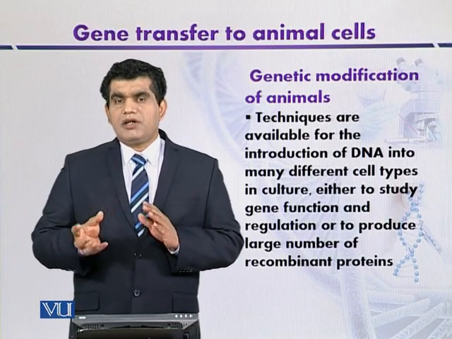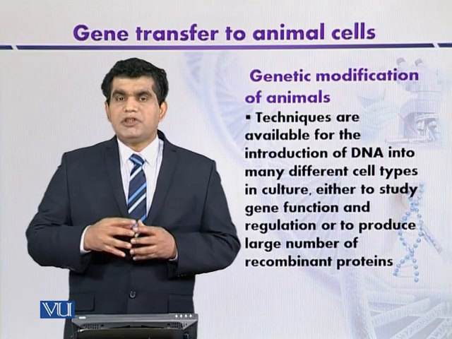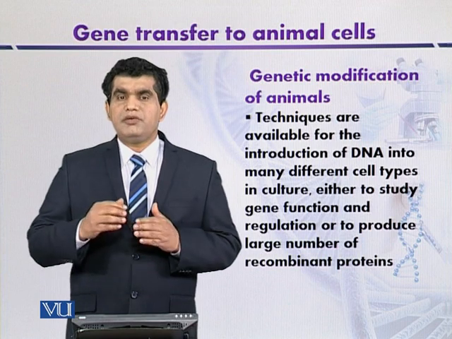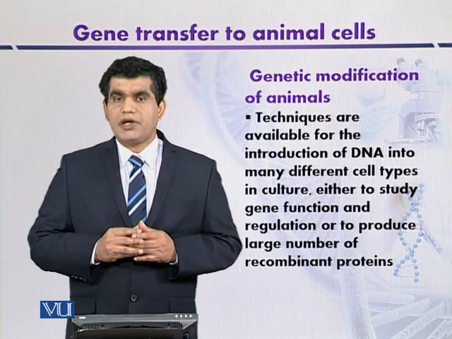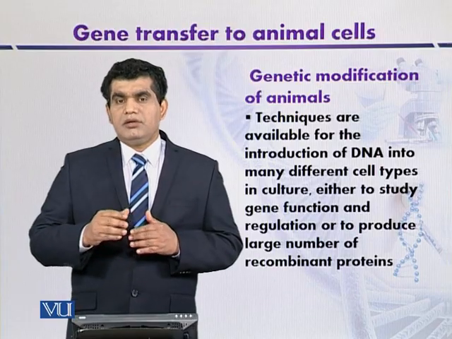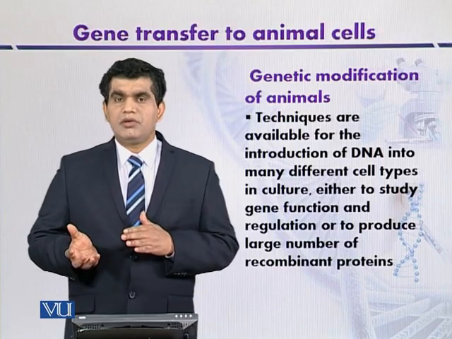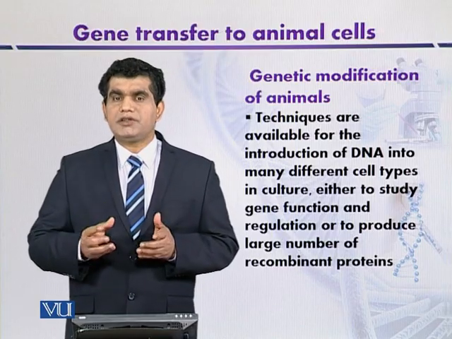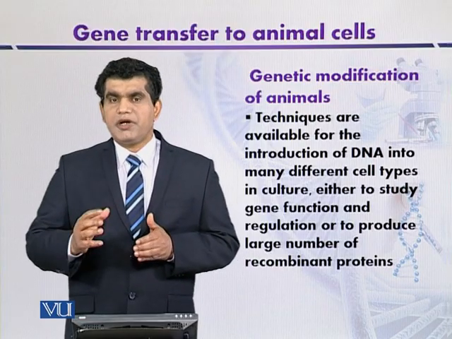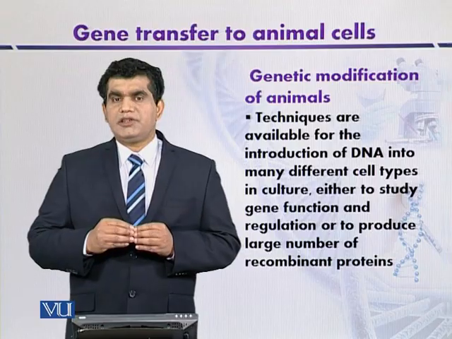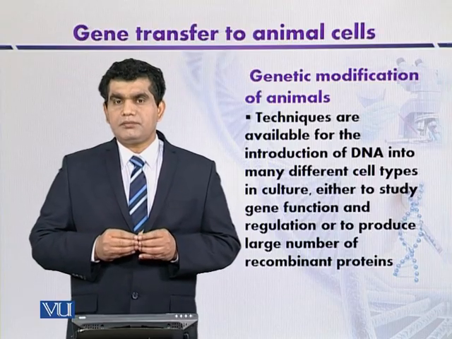Besides this, on the commercial scale, animal cell lines that have been transformed can be used to produce some valuable end products. And here the production of antibodies, hormones, growth regulators, cytokines, and vaccines is there, produced by using animal cell lines that have been transformed with exogenous DNA.